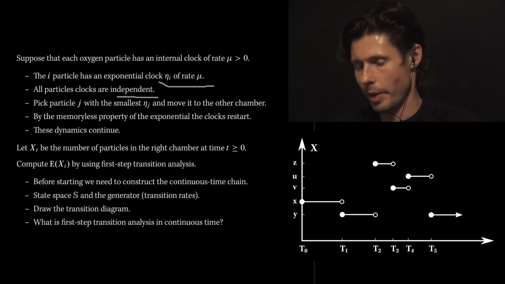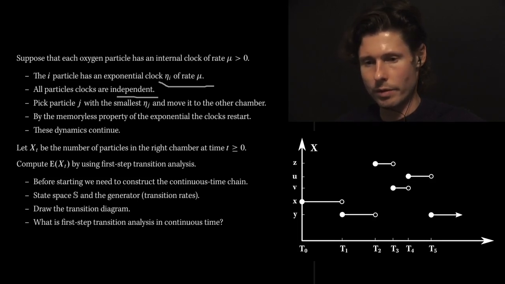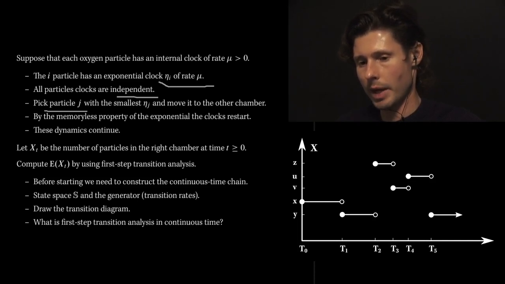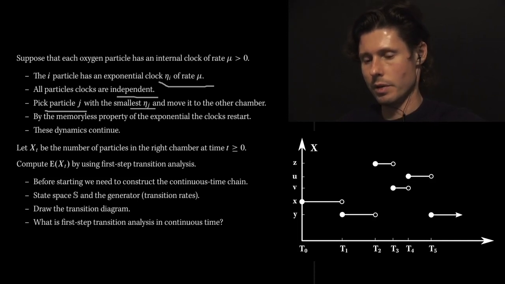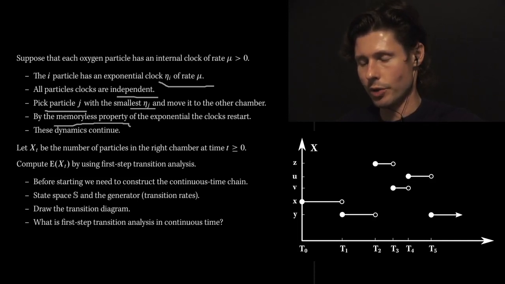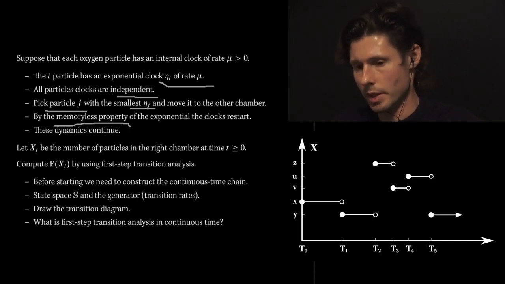All of them are independent clocks, and we're going to run these clocks, and one of them is going to win. So one of those exponentials is going to arrive first, and we're going to pick that particle. We're going to pick the j with the smallest eta j, and move it to the other chamber. And of course, there is this memoryless property of the exponential distribution, which allows things to just restart as if nothing happened. So all the clocks are not reset, but they're automatically reset by this memoryless property, and the dynamics continue onward.